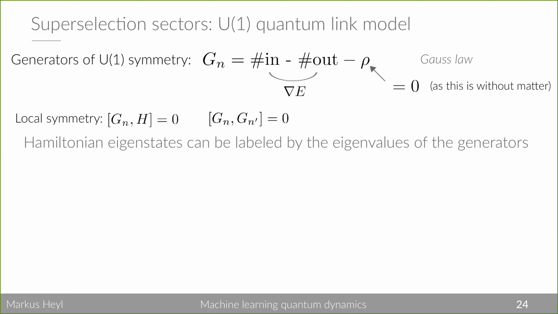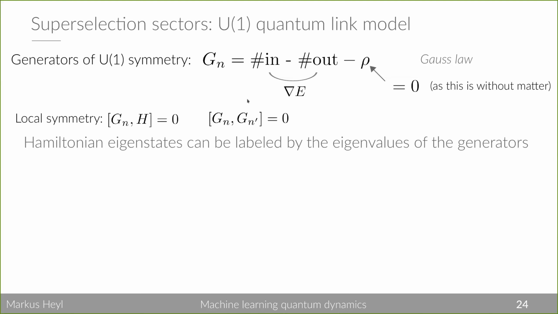Now, what is the consequence of this fragmentation? This consequence of fragmentation, I'd like to explain to you now in the following two slides. So for the quantum link model, in the end, the generators of your U(1) symmetry are proportional to the number of ingoing minus outgoing arrows on a given vertex. If we would include matter, we would include in the generators also some matter degrees of freedom, so that in the end, these generators are nothing else than the Gauss law on an operator level. But in our case, we don't have matter, so this rho is always 0.